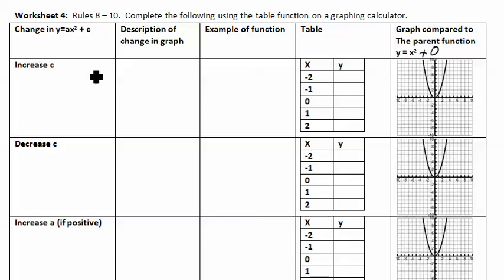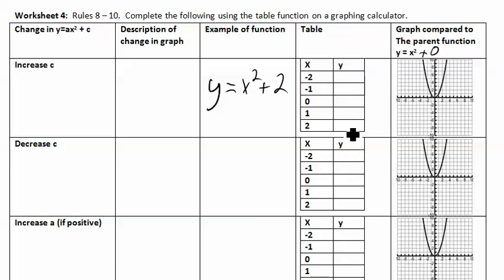So we're going to start with an increase in c. So anything bigger than 1 would be an increase in c. I know it has this column first, I probably should have put it over on the end, but start with the example of the function. So y equals x squared, and we need to increase c, so let's say we're going to do plus 2. And what you do is you fill out the table.